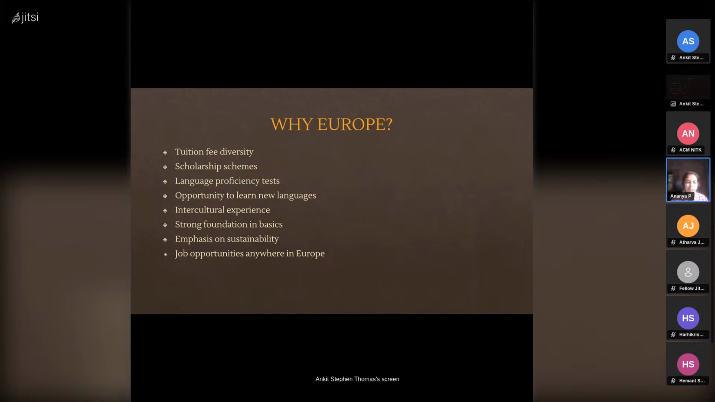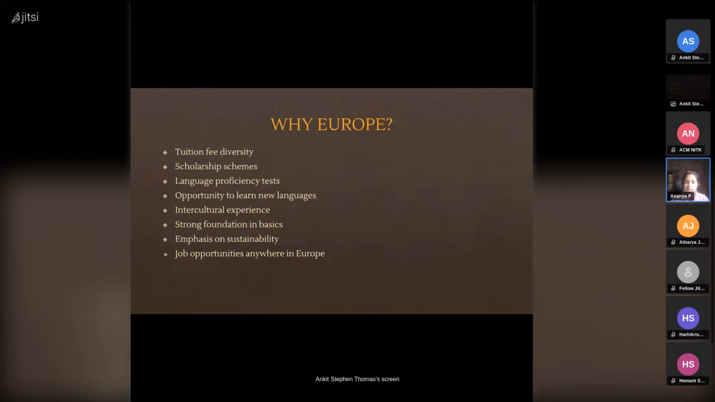I mean, because most of them who go for MS, their first options are always US or Canada. And one of the top reasons is the tuition fee diversity in Europe. Depending on the country that you apply to, you can either have zero tuition fee, or when it comes to countries like UK, it can be really high.